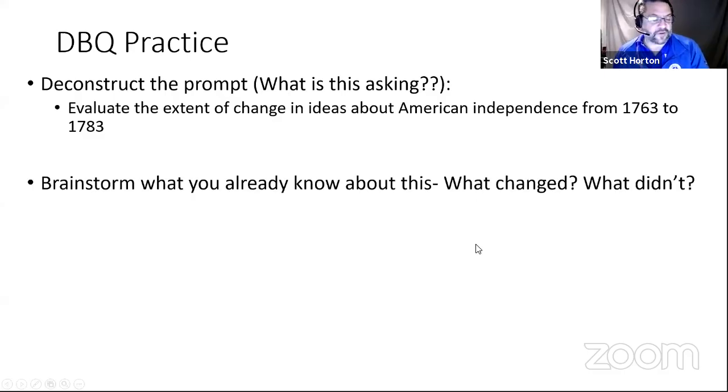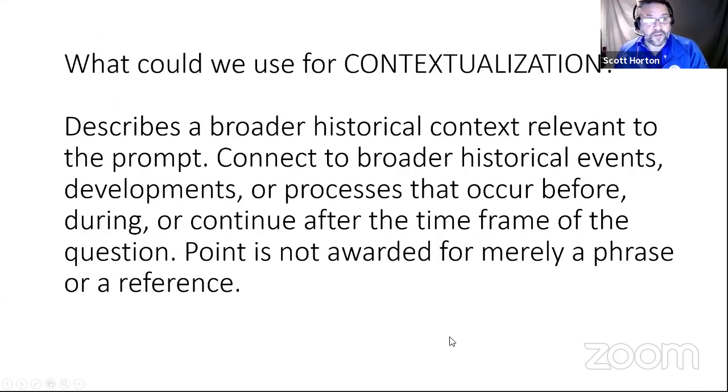If you were my student, I would ask you to brainstorm this before you ever look at documents. What's different from 1763 to 1783? What didn't change? Were there groups of people in America that did not change their attitude about independence in that 20-year time period? What could we use for contextualization? What's the background of our story?